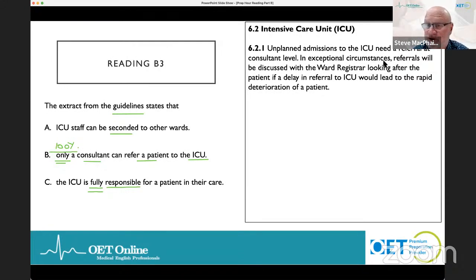In exceptional circumstances, referrals will be discussed with the ward registrar looking after the patient if a delay in referral would lead to the rapid deterioration of a patient. What does that tell you? What can we rule out from that phrase? Have a think about that. I think there's one answer we can rule out.